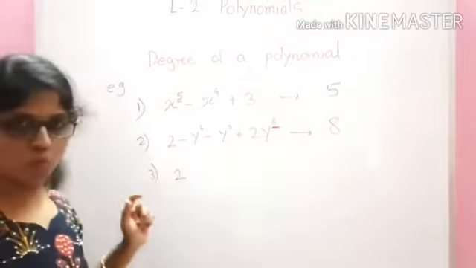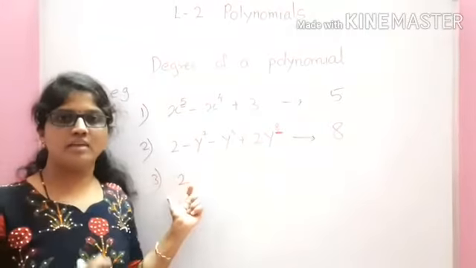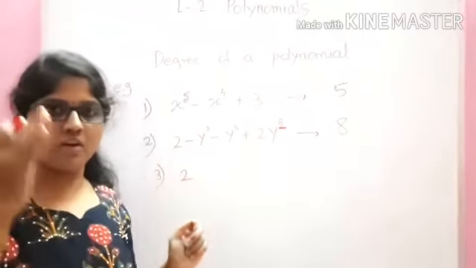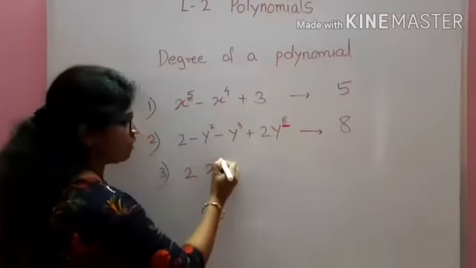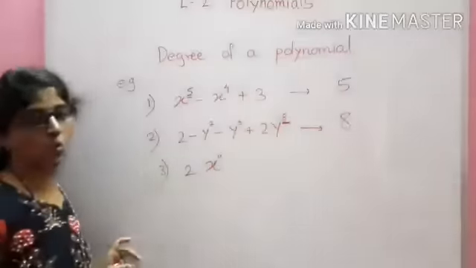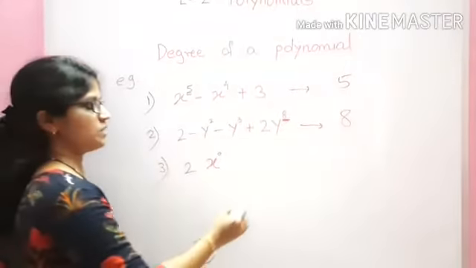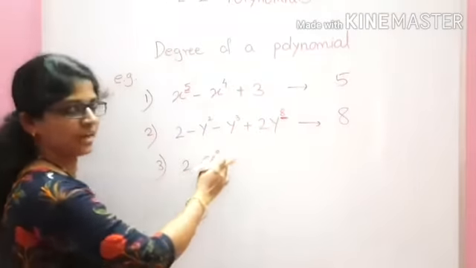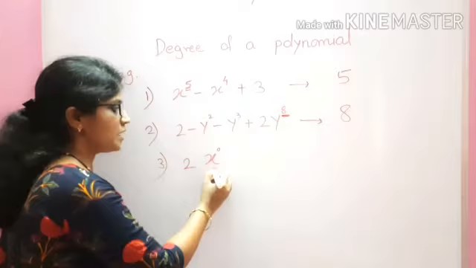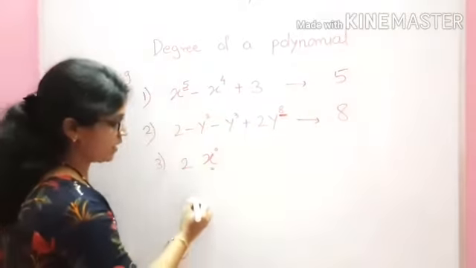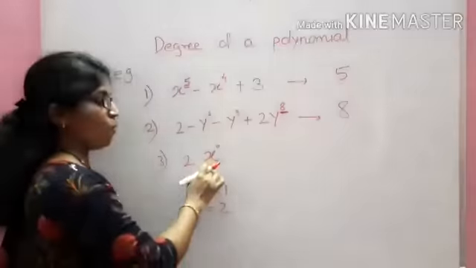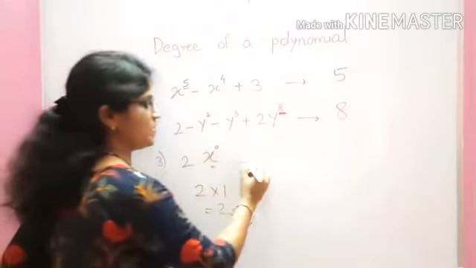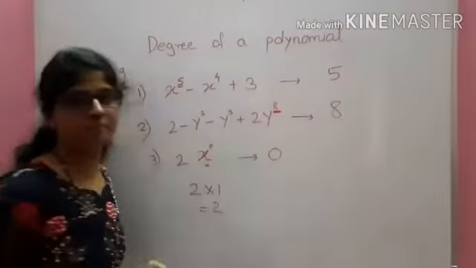Now come to this example. Here it is 2. Only a constant has been written. Here no variable. But whenever the variable is not there, there will be a variable with the power 0. So what is the degree of this polynomial? Why 0 have I written? Because any number raised to power 0 is 1. Means 2 into 1 is equal to 2. So now, what is the degree of this polynomial? It is 0.